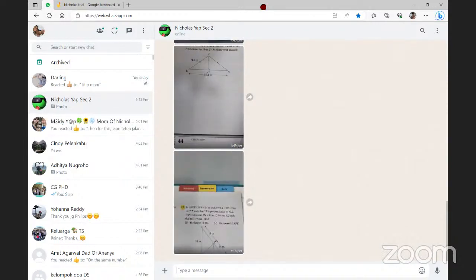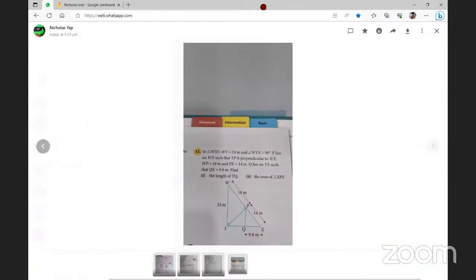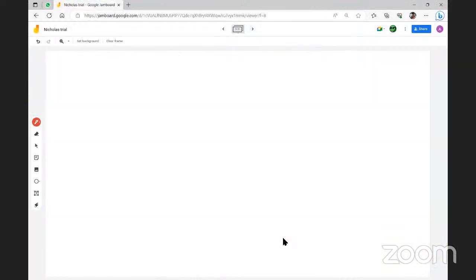Okay, let's see. Question 12. Looks complicated, I suppose. So many triangles. Some can use Pythagoras, some cannot, right? Be careful. Use your visual sense.